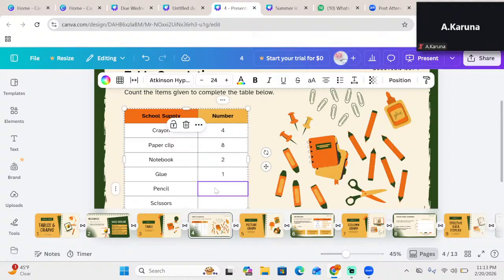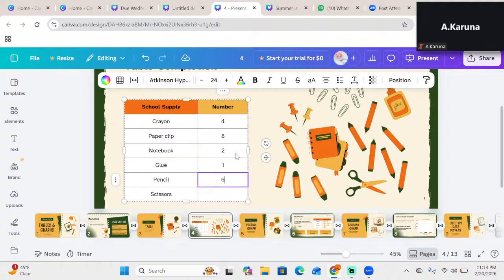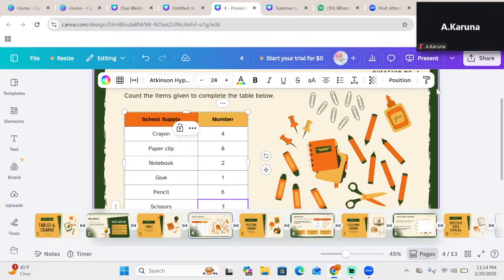Pencils. Let's count the number of pencils. 1, 2, 3, 4, 5, 6. 6 pencils. Next, we have scissors. How many scissors? Just 1 pair of scissors. So, 1. Okay. Next, let's move on.